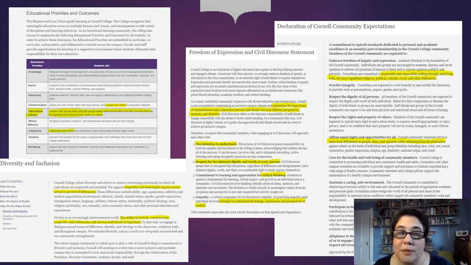Many of the values and concepts included in intercultural literacy overlap with values and ideas found across Cornell's curriculum and culture. These are just a few of the documents where you'll find related language. You may be talking about some of these documents in class, such as the Freedom of Expression and Civil Discourse Statement, the Educational Priorities and Outcomes. You'll see some of them quoted at the top of every syllabus that you ever get here. So these are important statements of Cornell's values.